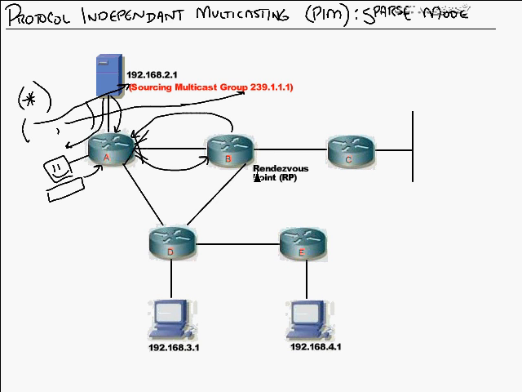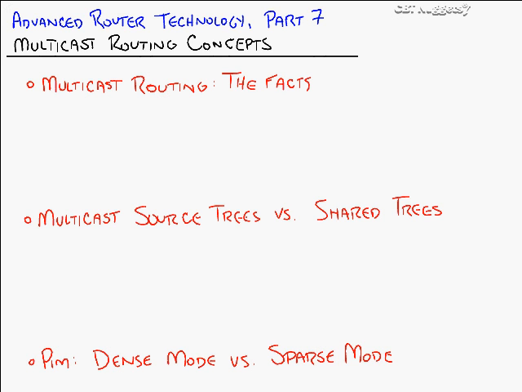In this brief nugget, we've had the opportunity to go through the 3 concept umbrellas that I wanted to make sure we were all on the same page on before we get into the multicast configuration. We started off with multicast routing, the facts that you need to know about multicast before you can really get into the configuration or the concepts of how to design a multicast network. We then looked at multicast source trees versus the shared trees. Really the design aspect of multicast, 2 different ways that you can set up your multicast network to communicate.